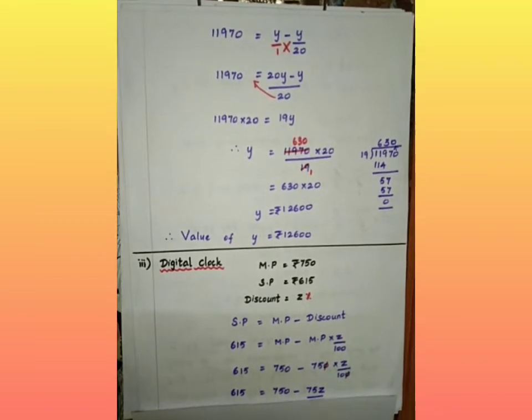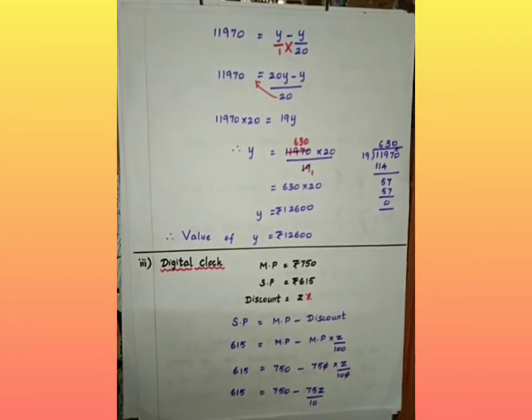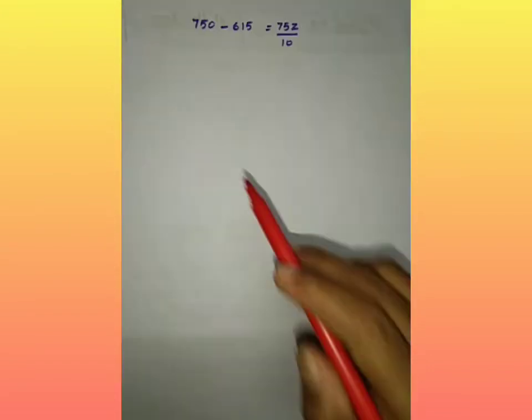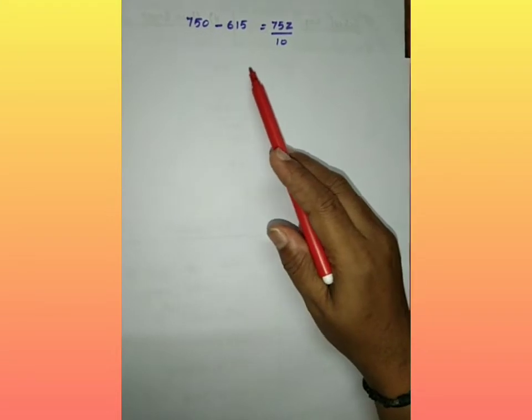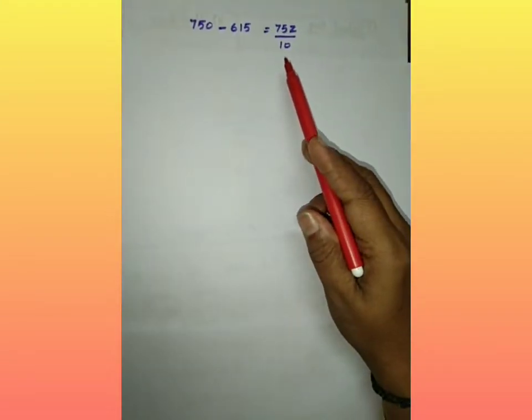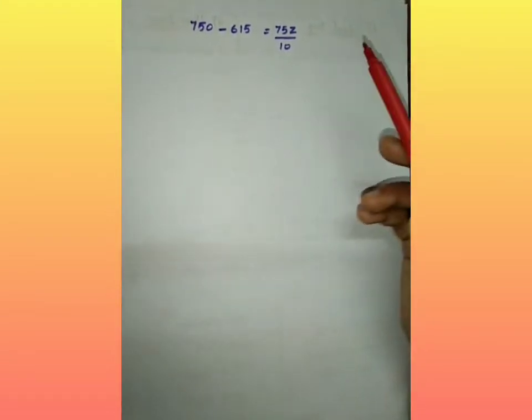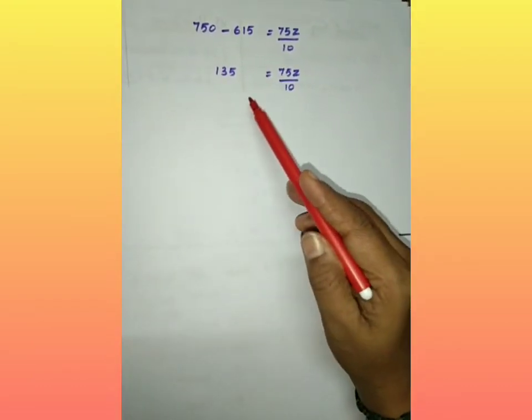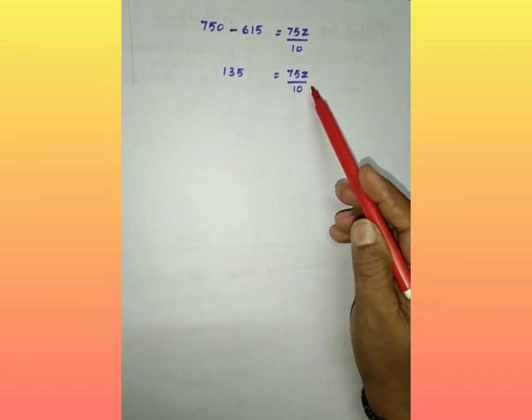So the 0 we have cancelled. Then 615 equals 750 minus 75z by 10. Now we can bring all the constant values to one side, the z value to one side. 750 minus 615 equals 75z by 10. Therefore, 750 minus 615 is 135, equals 75z by 10.